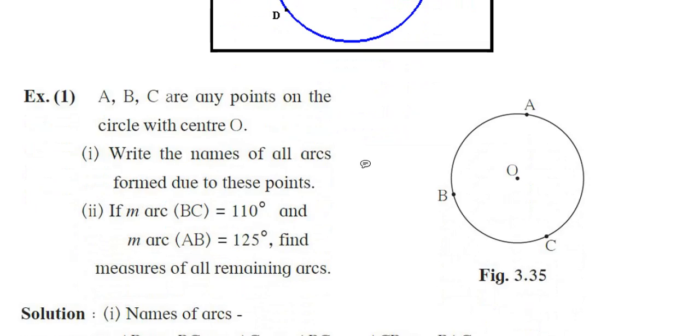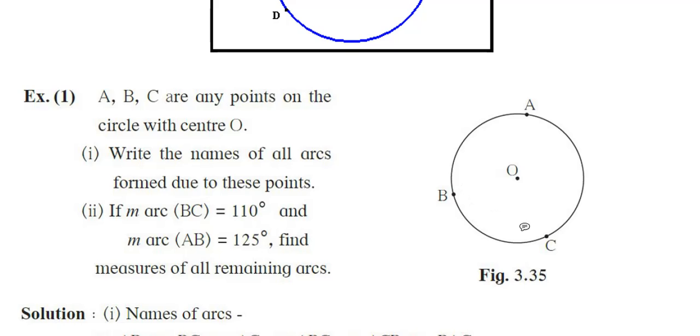So from here on, keep pausing the video, write down the question first, and then we will move ahead to understand what it is asking. So in this question, as you can see in example number 1, there are 3 points A, B, C. The first question says write the name of all the arcs formed. Now this is an interesting activity to do.